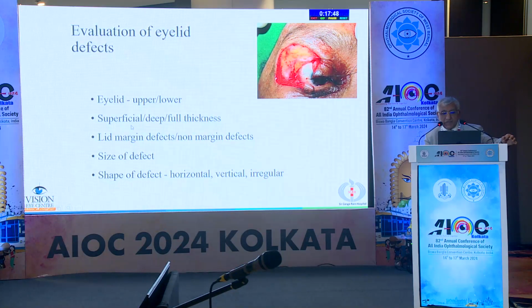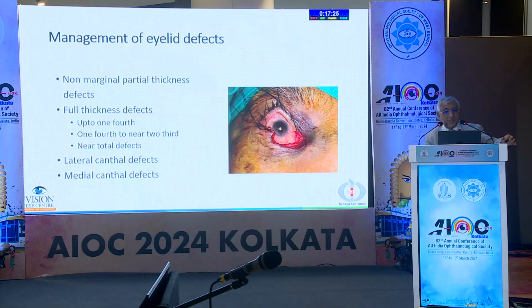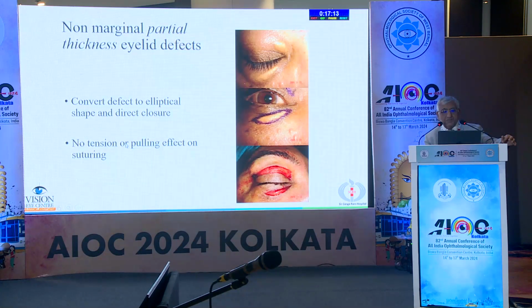Then you need to have different techniques for superficial or deep defects or full thickness defects. Those that involve the margin require different techniques. Different sizes of defects may require different strategies. And the shapes of defects will also determine the kind of reconstruction that you do. And at times you would like to convert the defects to the shape and size that you want. Now, we'll divide the full thickness defects into 1/4, 1/4 to nearly 2/3 and near total defects, and then we'll talk about the canthal defects.